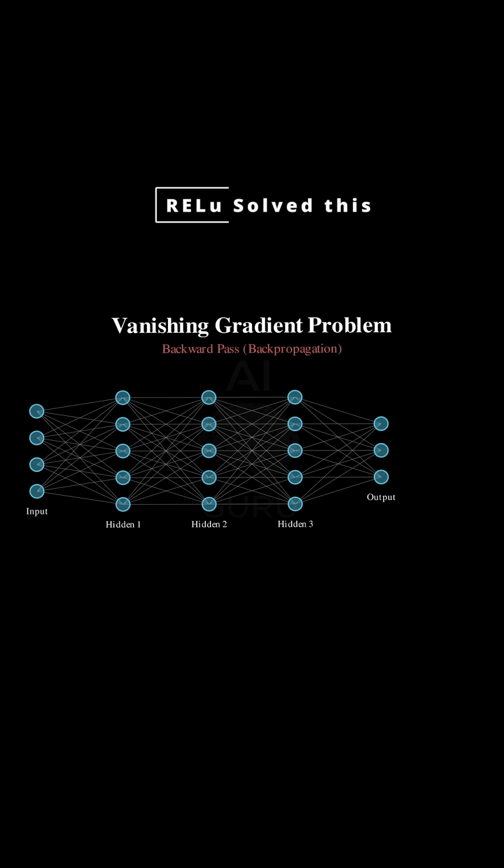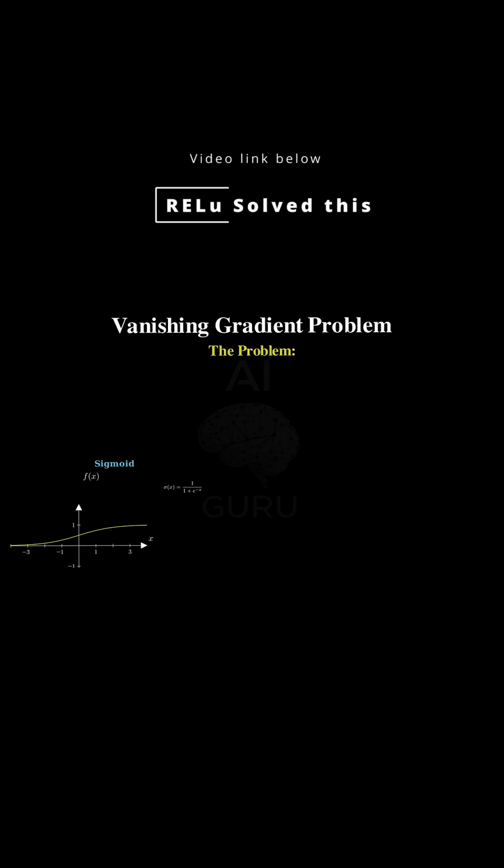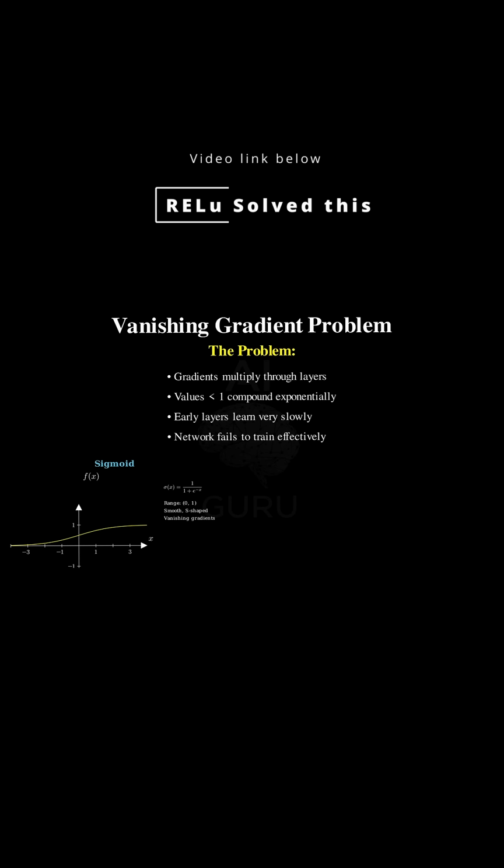The vanishing gradient problem. This was the thing that was holding back deep learning for years. Look at the graph of the sigmoid function. When your input x gets very large, either positive or negative, the curve becomes almost perfectly flat. Right, the slope, the derivative, goes to 0.